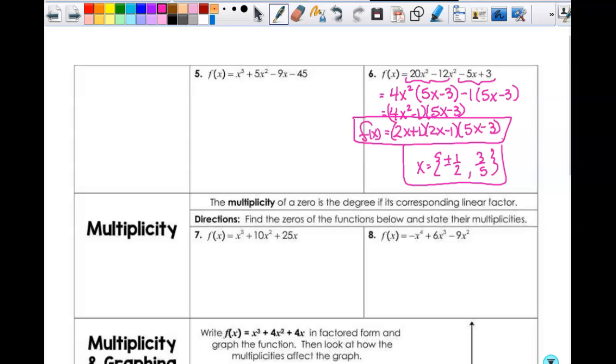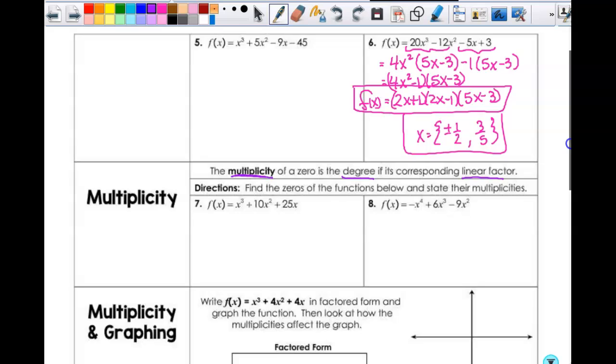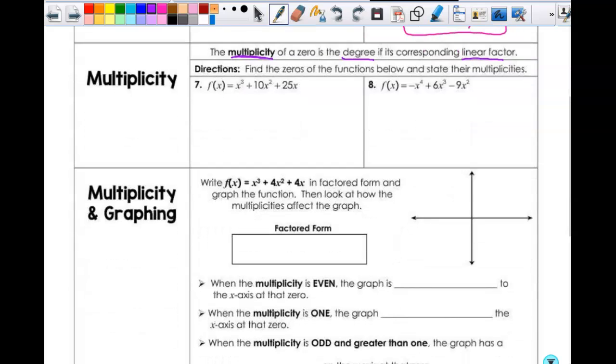All right, so now we're going to look at multiplicity. The multiplicity of a 0 is the degree of its corresponding linear factor. We've already kind of looked at that when we sketched on Friday, right? If we had multiplicity, then that meant that we either had a bounce or a wiggle. Yes, no little exponents there. So we're going to find the zeros below and just state their multiplicities, like how many there are of them.